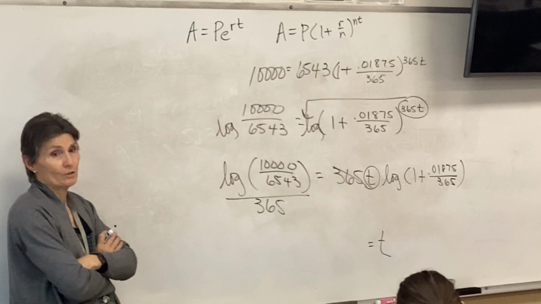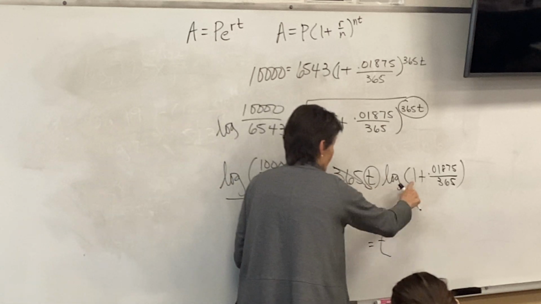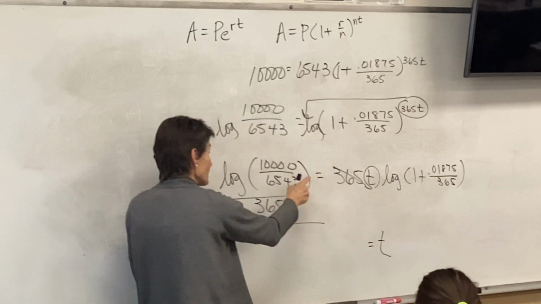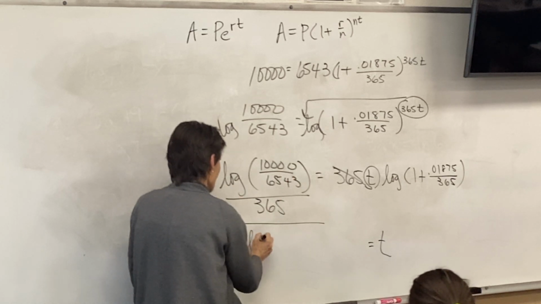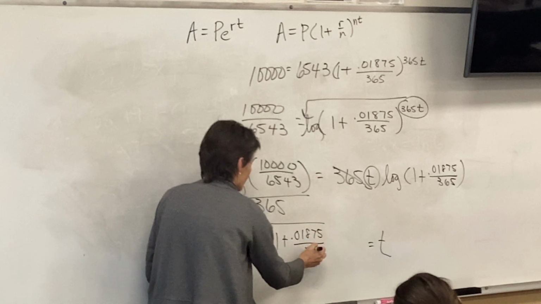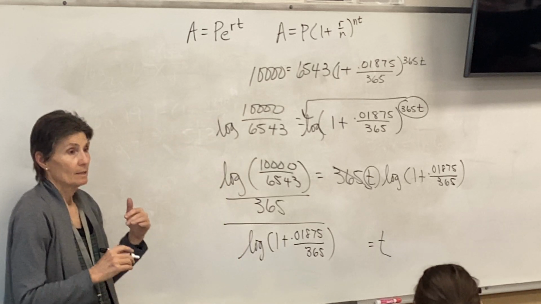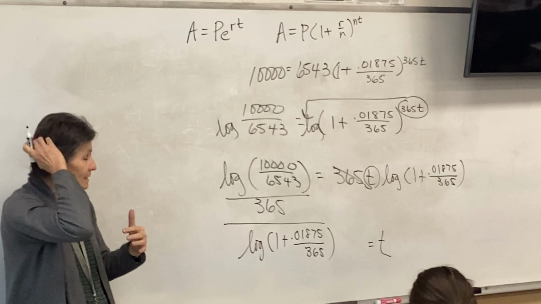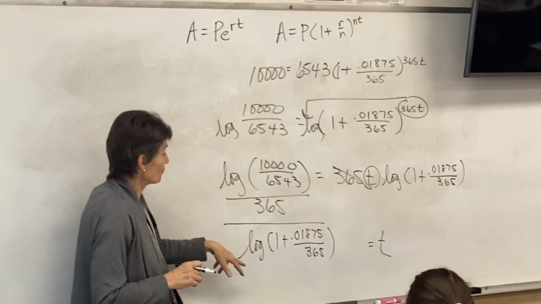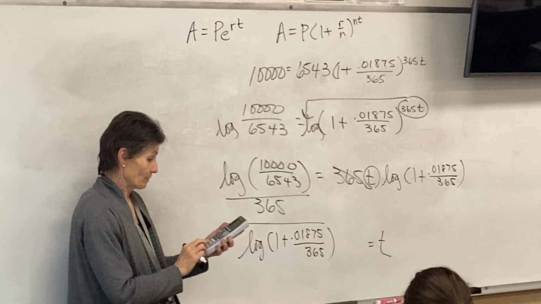What else do I have to do? Look, what else do I have to do? I've got to get rid of this, don't I? So first I'm going to divide by the 365, then I'm going to divide by this big ugly mess. Come on, you guys are smart. You can follow this. We're just talking about what we need to do to get t by itself. So we need to divide by the 365, and then divide by that logarithm. So that's how I'm going to type it in on my calculator.